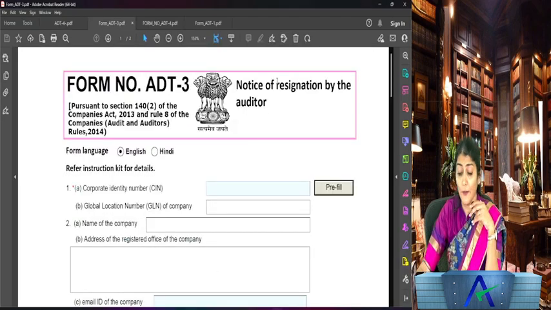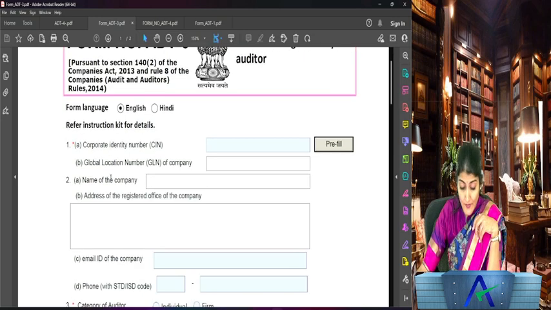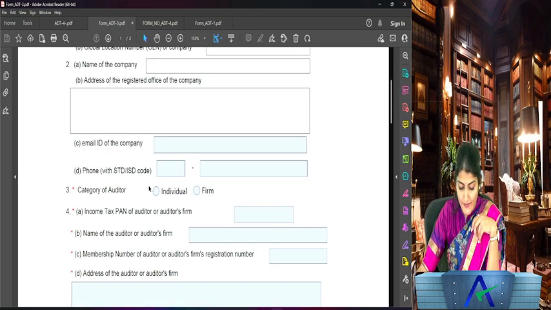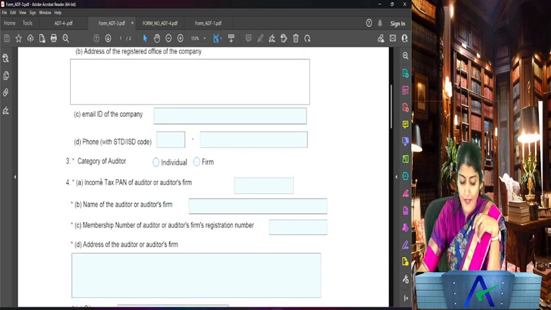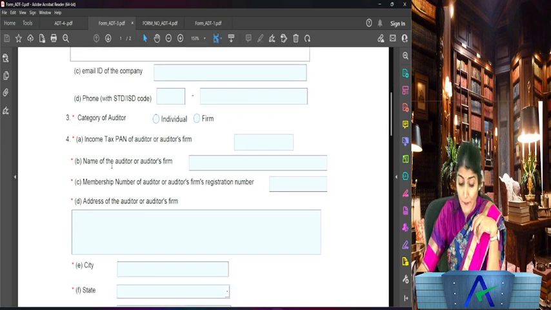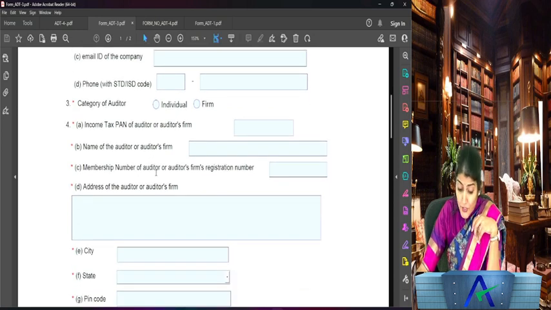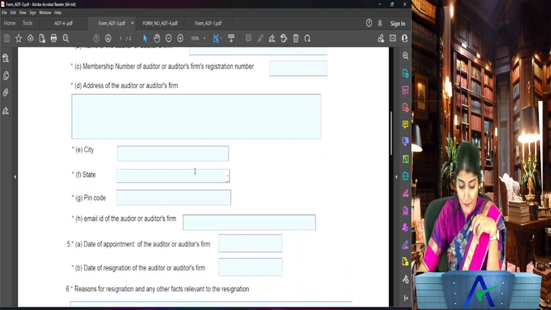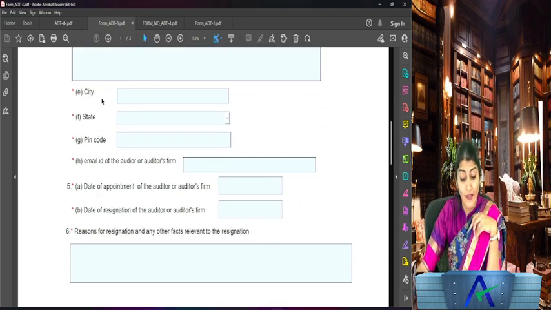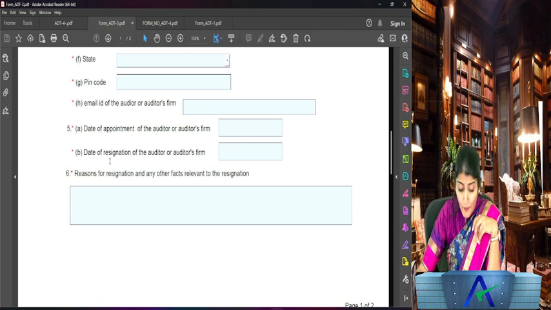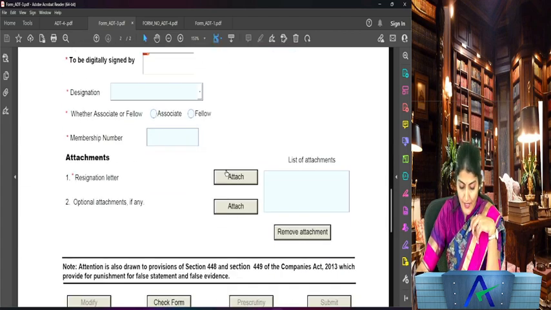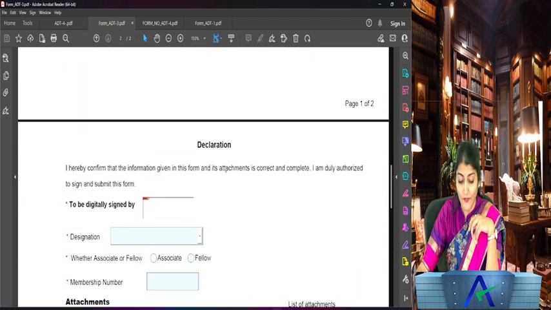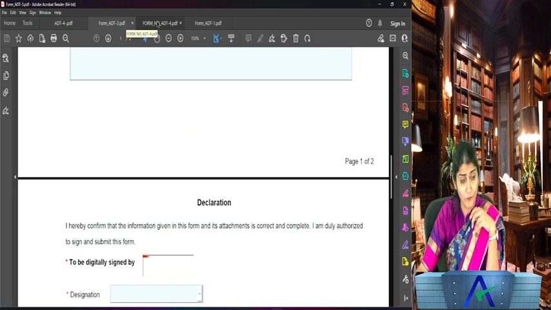Then ADT 3, notice of the resignation by the auditor. What does it say? Again, the name of the company, registered address, his office, then the category of auditor, income tax PAN, name of the auditor, membership number or the firm registration number, then the address of the auditor, city, state, pin code, date of appointment, date of resignation. Then reasons for resignation and any other facts relevant to the resignation, and then they give the declaration. So this form is to be filed by the auditor.